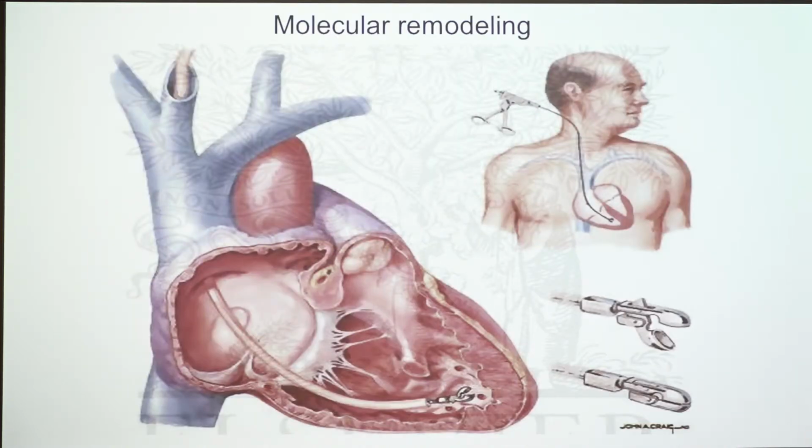But is this good or bad? Well, the fight or flight response is helpful in the short term and adaptive through evolution, but it's harmful in the long run for the heart because you get maladaptive molecular remodeling. So this is where molecular biology comes in.